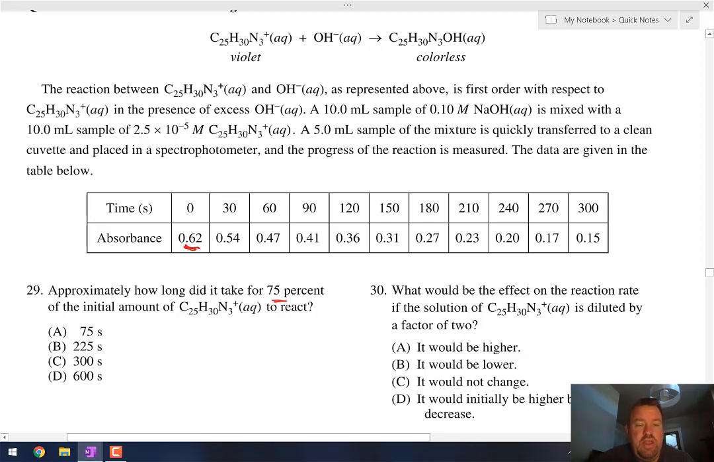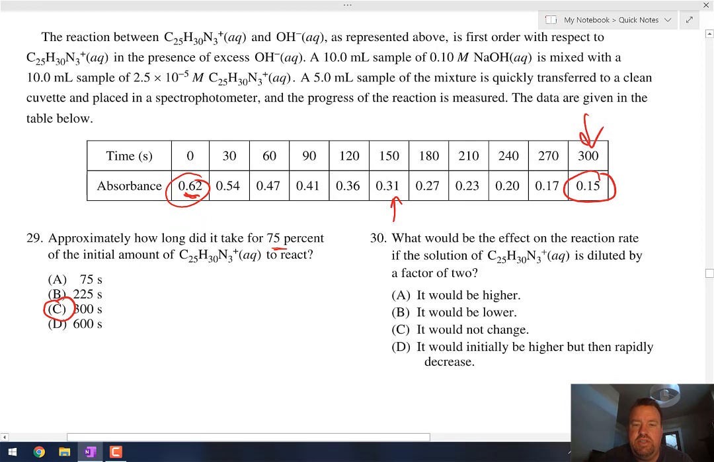If 50% of it had reacted, you'd be down to 0.31, so that would be right around here. And when 75% of it has reacted, you're down to about 0.15, which is way down here. So the correct answer is 300 seconds, which is C.